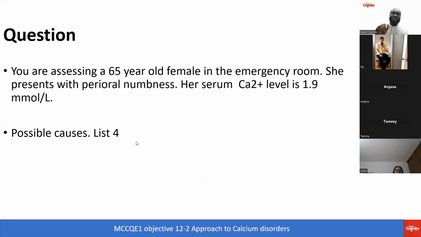So you are assessing a 65-year-old female in the emergency room. This patient presents with perioral numbness. The serum calcium level is 1.9. What are possible causes? This is a CDM question. Can you type them in your comment section? Don't unmute yourself because it will distract others. You have a patient who presents with perioral numbness, and the calcium level is 1.9. What are possible causes? Just type in your answers, and there we go.